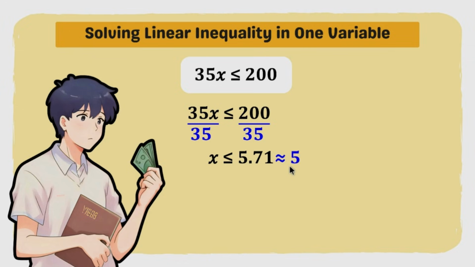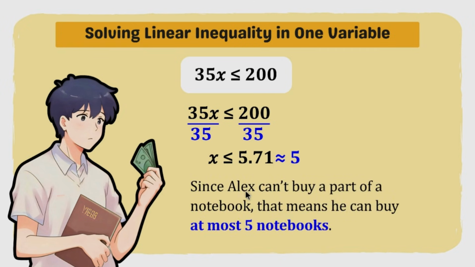Bakit 5 po ang ating final answer? Because since Alex can't buy a part of a notebook, that means he can buy at most 5 notebooks only. So, wala naman pong notebook na 0.71. So, we can just approximate it using just a whole number which is 5. So, ito na po yung ating final answer.